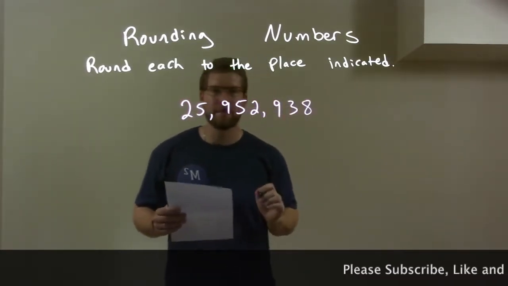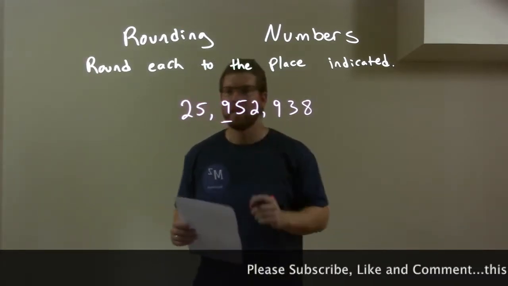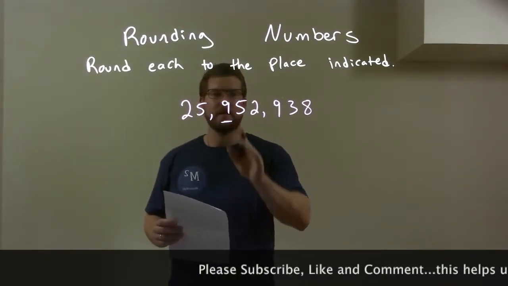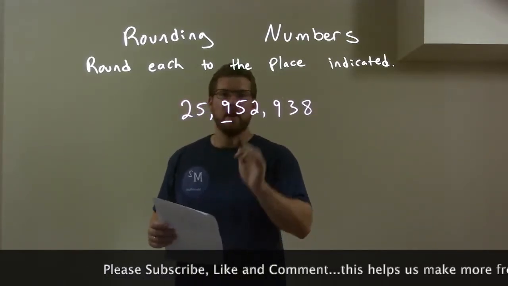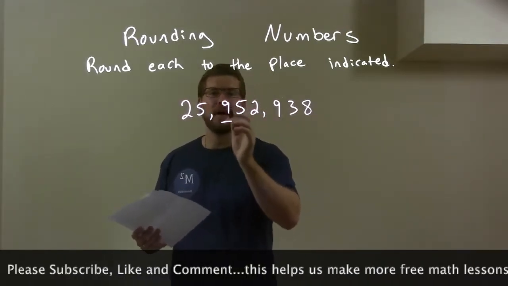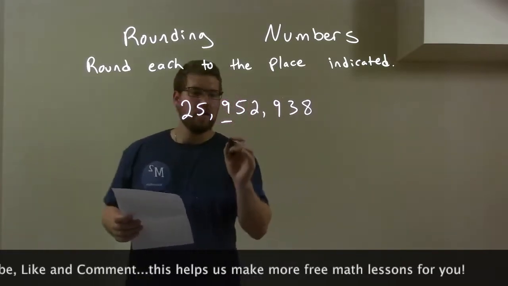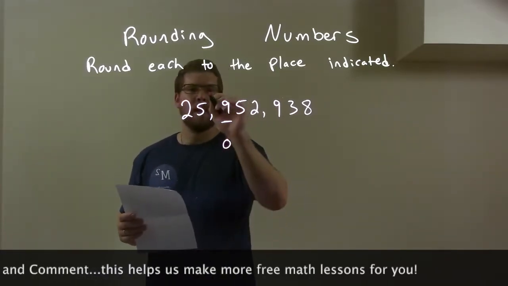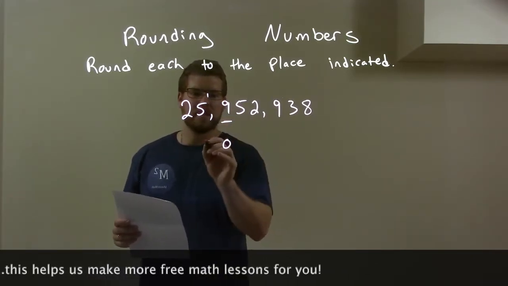25,952,938. Okay? Well, I have to round on this 9 right there. So I look at the 9 and I look at the 5 to the right. Well, since that's a 5, it's a 5 and up, right? It's in that category, this 9 has to round up. Well, 1 up past 9 is 0. So a 0 is going to go there, and we're going to add a 1 to that 5. So the 5 adds 1 to be a 6.